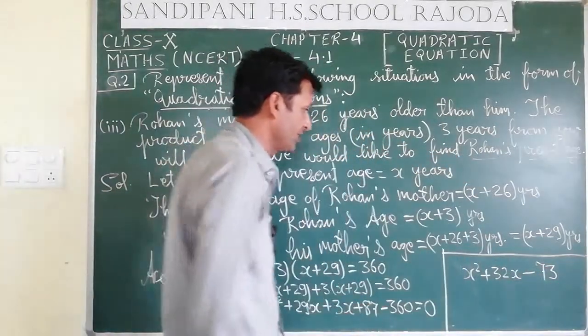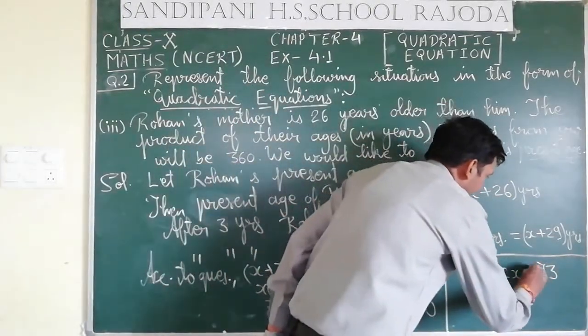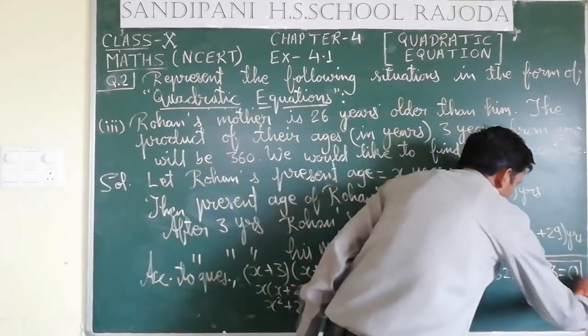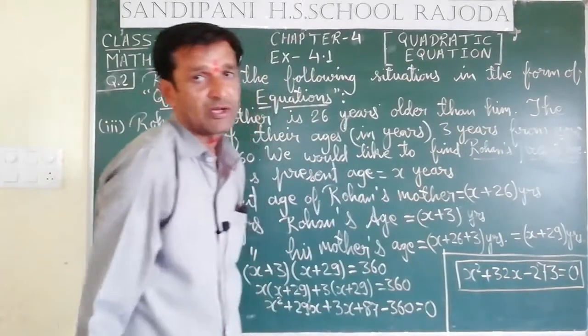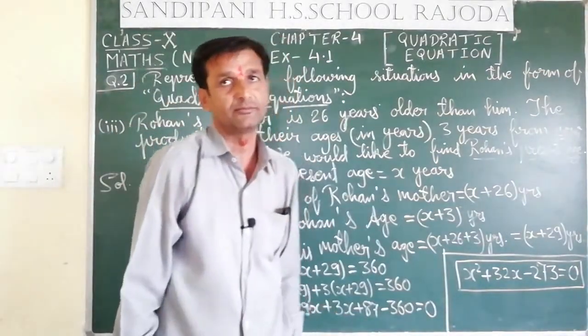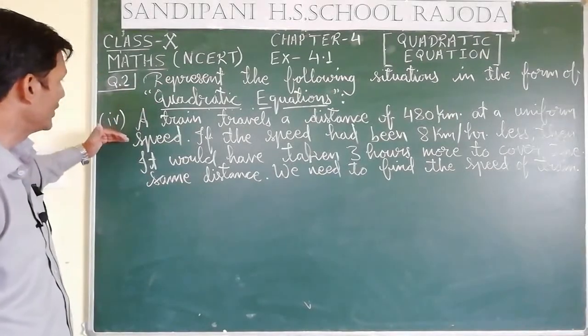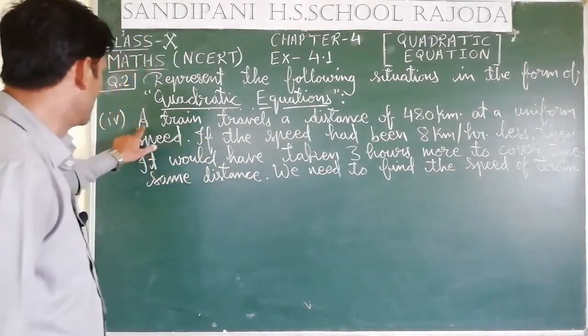1 is taken from here, so it will be minus 273 is equal to 0. This is only the quadratic equation which is required here. Now another question of question 2 only. This is fourth question of second.